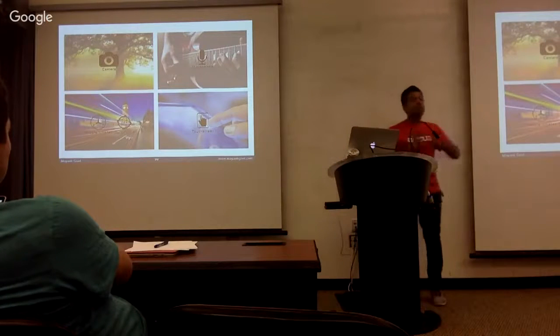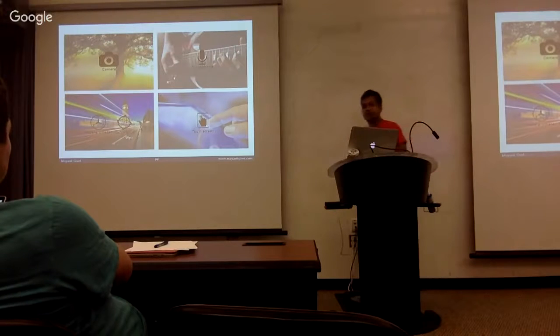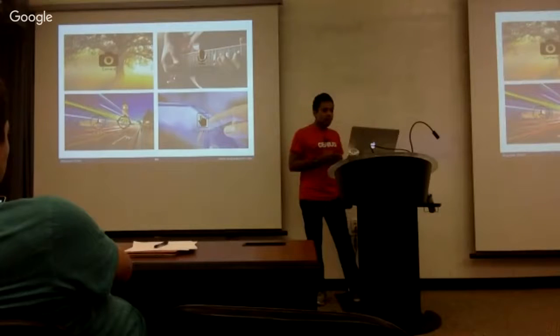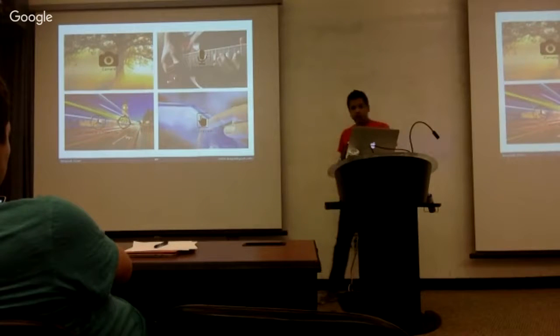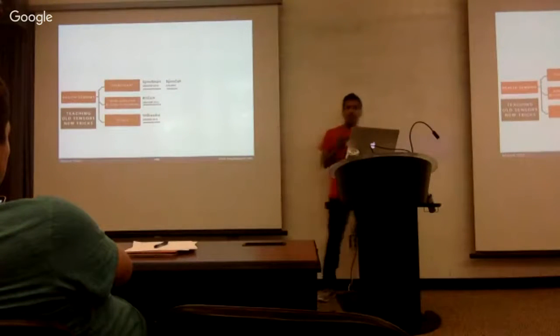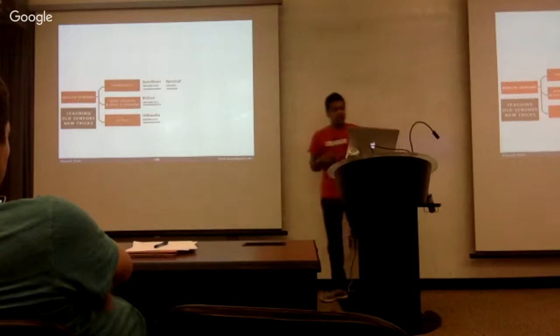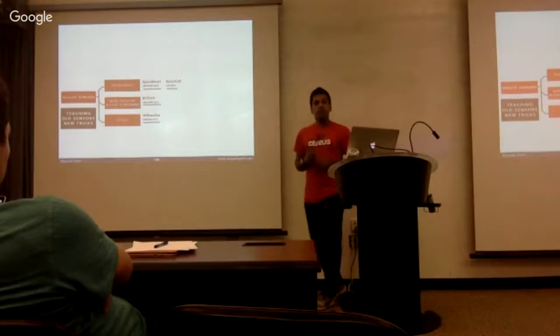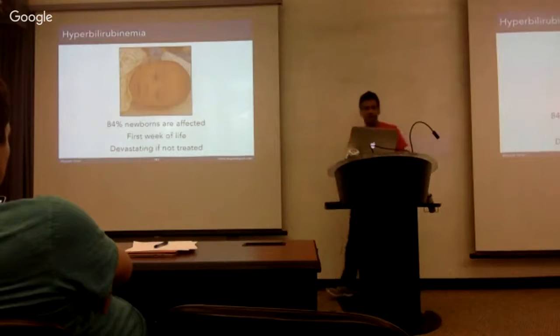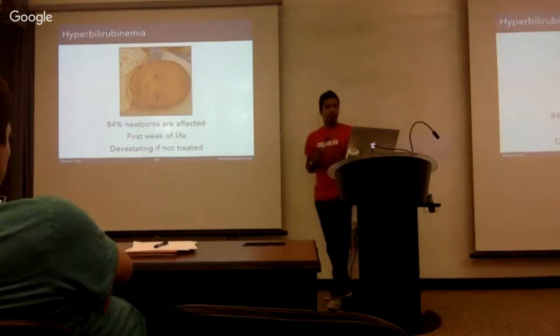But I think we need to go beyond that because these are sensors and are not just used for documentation of our experiences. And one sensor that I think can benefit a lot by going beyond the human capabilities is the camera. And it is already a very powerful sensor. I worked with some of my colleagues in this room to detect a condition called hyperbilirubinemia. This condition affects 84% of newborns in the first week of their lives.